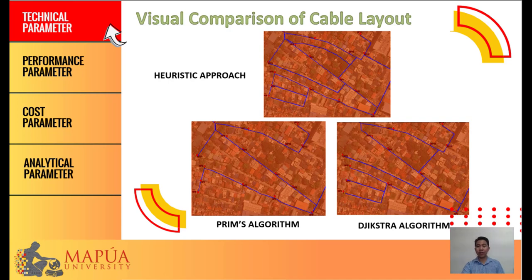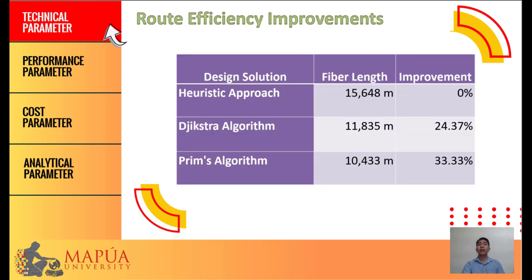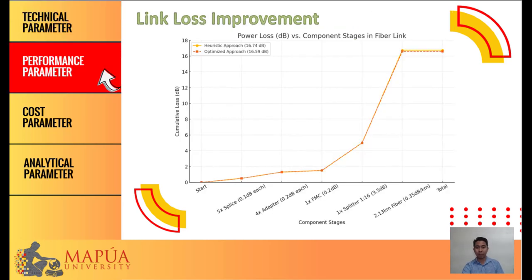Heuristic designs often appear irregular with redundant paths. Prim's algorithm forms a loop-free, minimal-length tree. Dijkstra creates efficient, centralized paths from the source, focusing on shortest routes. The route efficiency significantly improved with algorithmic optimization. Dijkstra achieved a 24.37% gain, and Prim reaches 33.33% compared to 0% efficiency in the heuristic design.